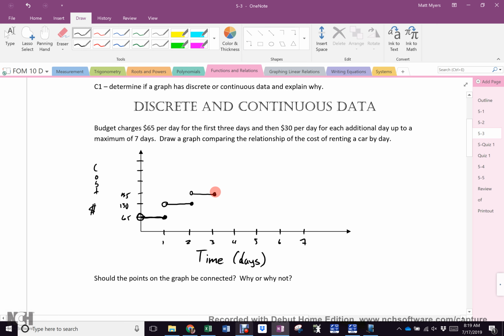Now what happens? They give me a deal. I go up from 195, I go up to 225, right? So from 3, I go up to 225. And then 255. And then 285. And then 315.